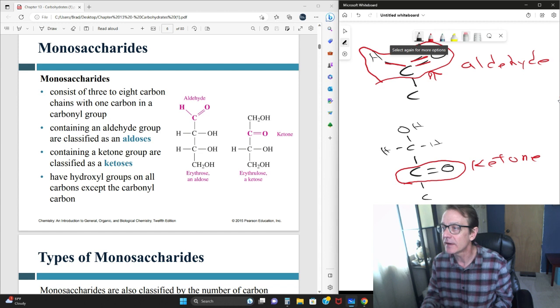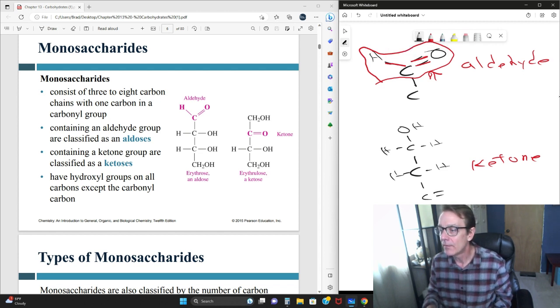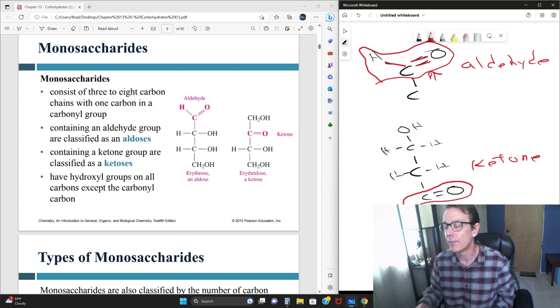let's take some of this stuff out of here. And we'll just move it down one. There we go. We still have a ketone, but just the oxygen is bonded to a different carbon than it was in my previous example. Okay.